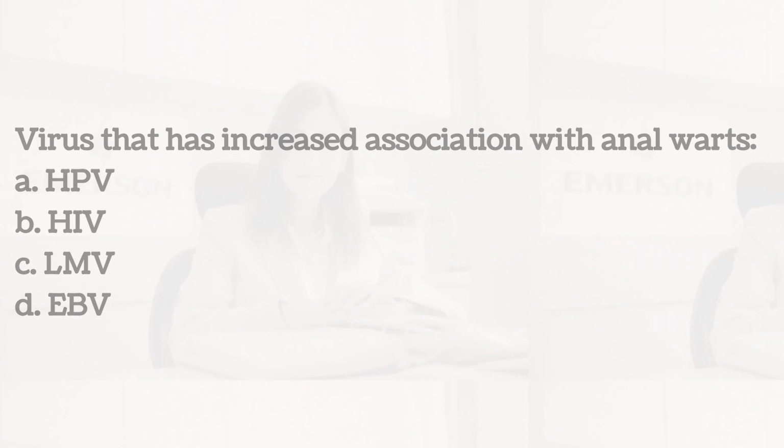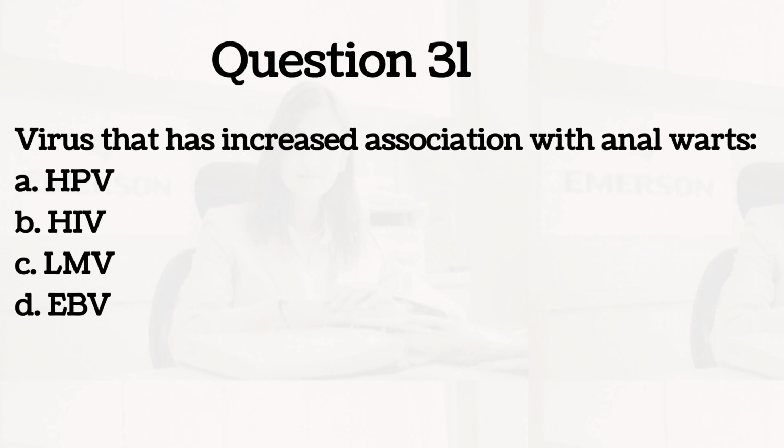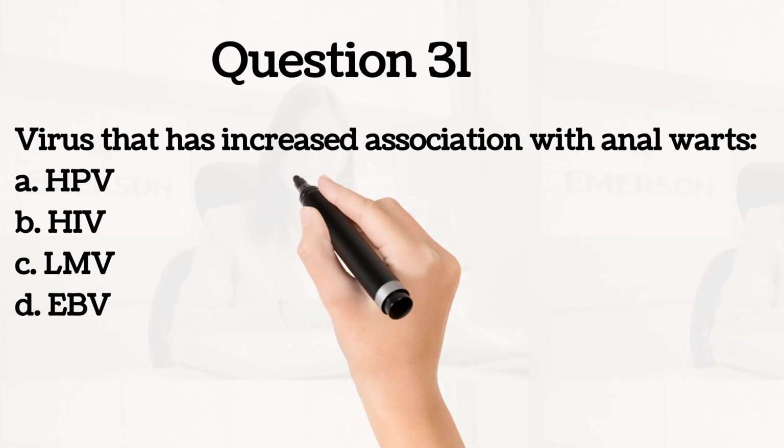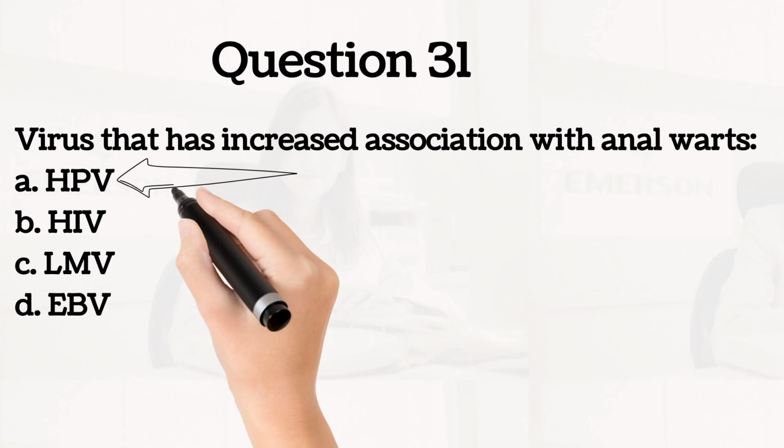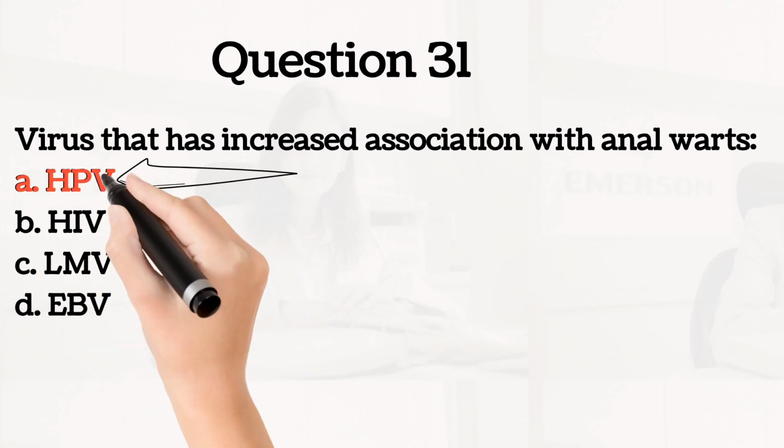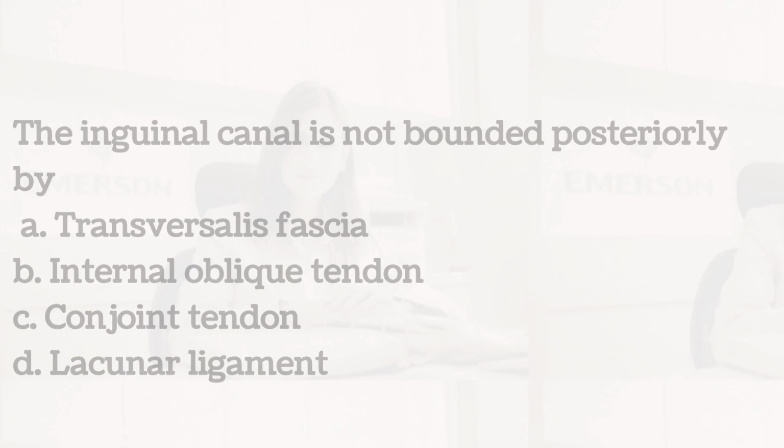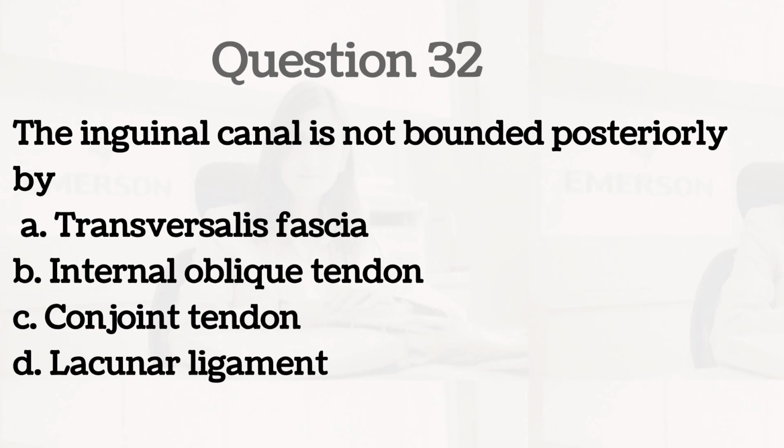Question 31: a virus that has increased association with anal cancer is A. HPV, B. HIV, C. CMV, D. EBV. I already gave you some answers on the previous question, question 30. So here the answer is HPV, which is human papillomavirus. So the answer is A.